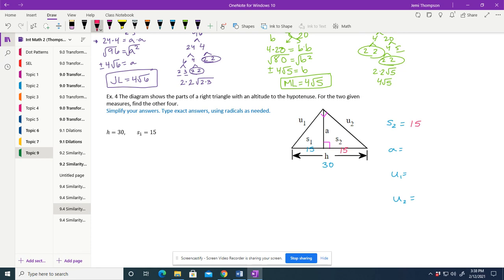I am going to encourage you to pause this video. In a few seconds, when you replay this video, the solution is just going to be posted without much of an explanation, right? Just as a practice problem for you. Please notice that it does say type exact answers, use radicals as needed, so there will be no decimals in these answers. Okay, ready? Go.